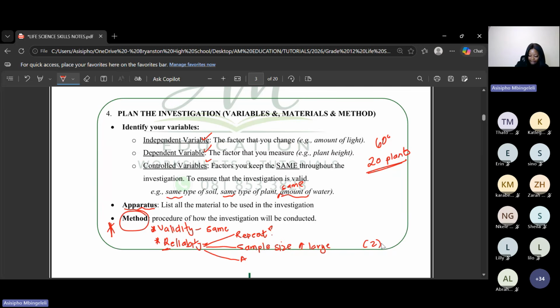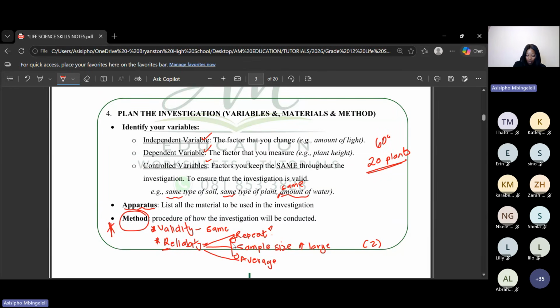And then A stands for average. If they tell you something in the investigation and they say this was counted 3 times and then the average was calculated, boom, that is a reliability. Because if you can get an average, that means you would have done something a couple of times and received the result of data a couple of times and then you calculate an average. So average actually links with a repeating of the investigation.